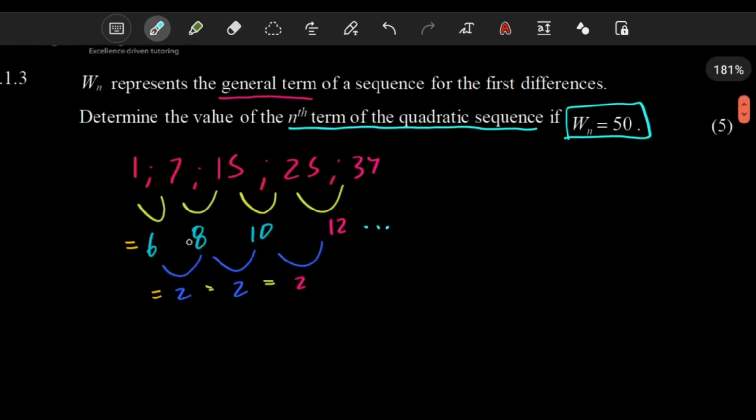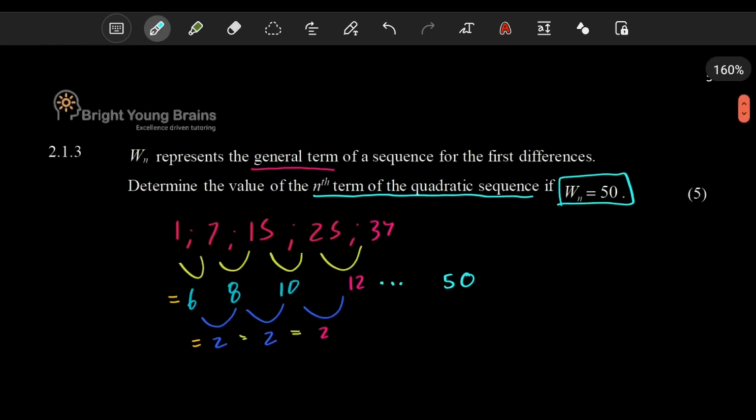So what they mean is, in this sequence, somewhere along the lines, you're going to have a value that is equal to 50. So you don't know which position this is at. But whatever this position is, you need to find the position of this value and then throw that value into your quadratic number pattern.